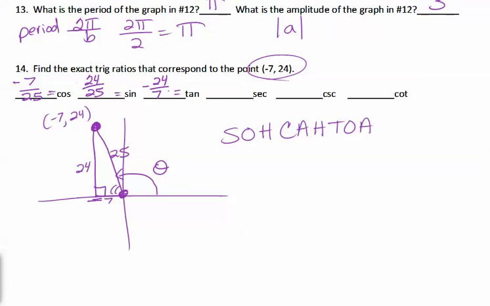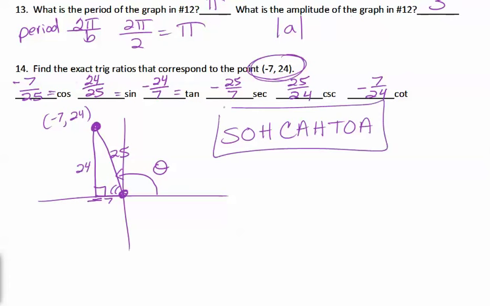SOHCAHTOA. And now we can just do our reciprocals. Secant is the reciprocal of cosine. Cosecant is the reciprocal of sine. And cotangent is the reciprocal of tangent. So remember that if it does not have a hypotenuse of 1, then you resort to your SOHCAHTOA definitions.